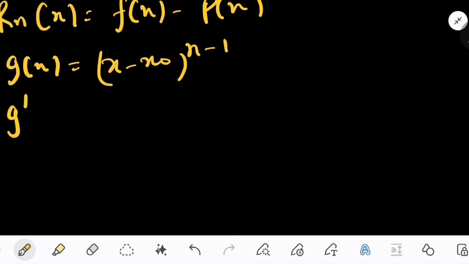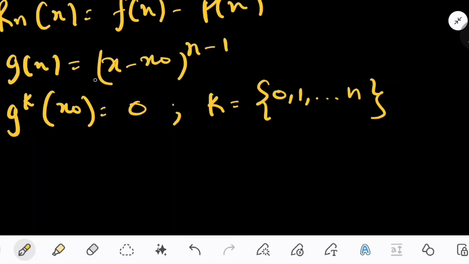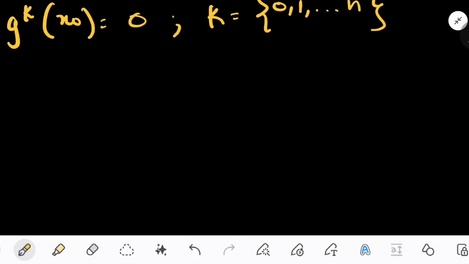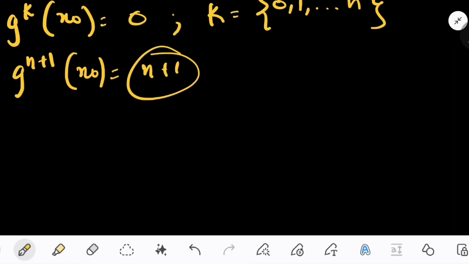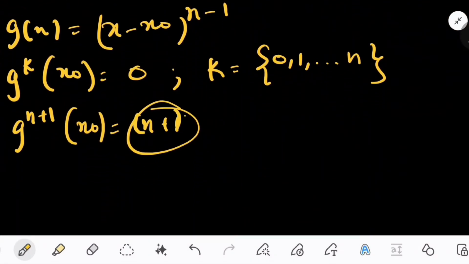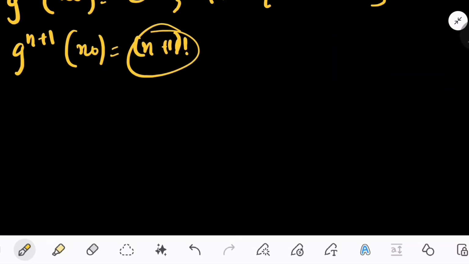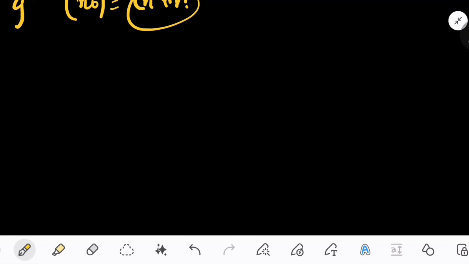And in this you are assuming that the kth derivative of g at x naught will be equal to 0, right? For k equal to, suppose, 0, 1 till n, right? Whatever be the case. Since it is simple, when you differentiate this term and substitute x naught, you get 0, right? That's the case, okay? And now observe that the (n plus 1)th derivative of g at x naught will be equal to n plus 1 factorial, right? You can observe it, it is a very basic idea. Now apply the Cauchy mean value theorem, right? Okay. So when you apply Cauchy mean value theorem, what do you get?